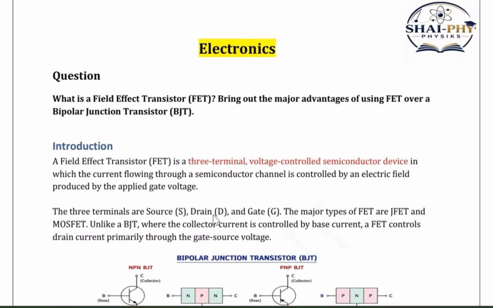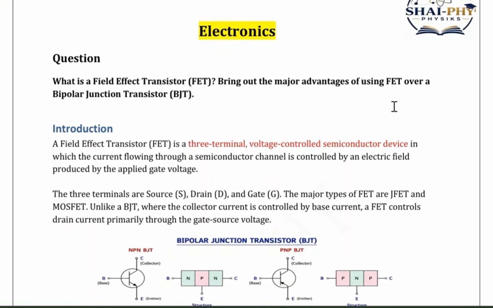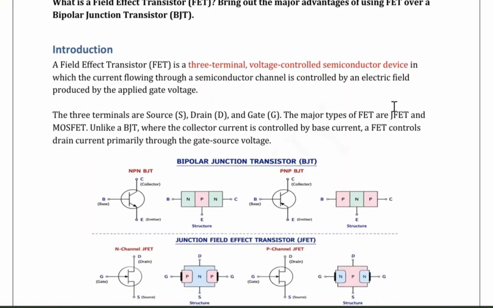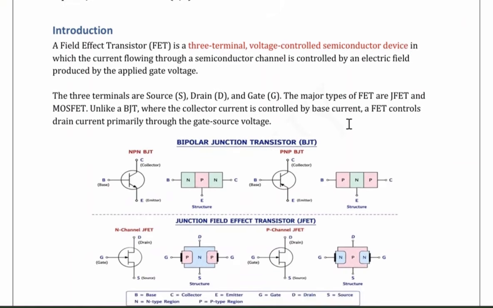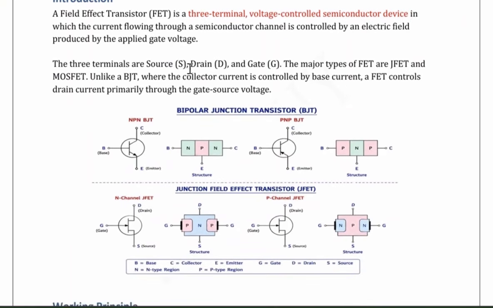Now moving to the next question, and it is the last question for the day. The question is: what is a field effect transistor? Bring out the major advantages of using a field effect transistor over a bipolar junction transistor. The introduction is that a field effect transistor is a three terminal device, and so on. You can read here. It explains the FET, and it has source, drain, gate, everything.